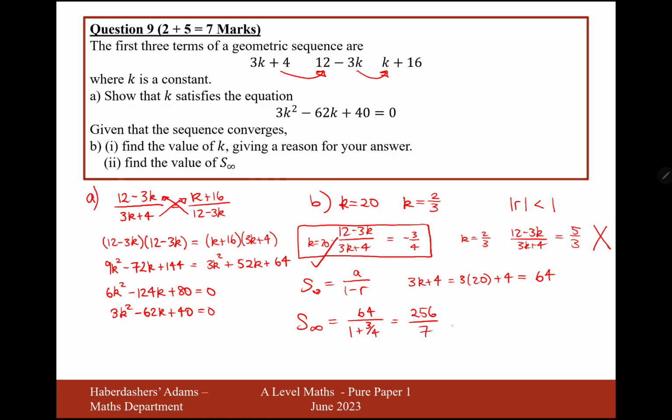256 over 7. And there we are. That's the right answer. So there we are. That's the answer to question 9 with a total of 7 marks. Let's now move on to question 10.